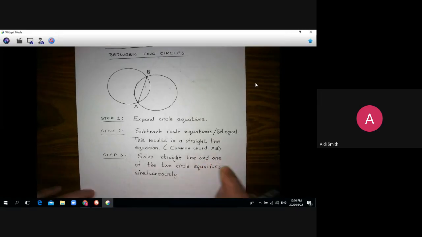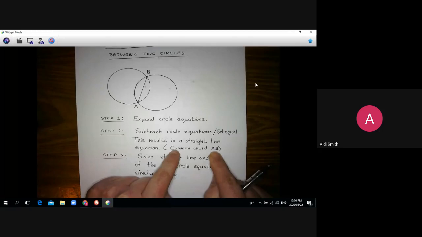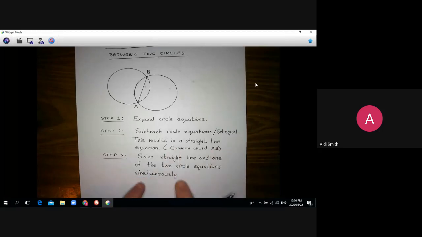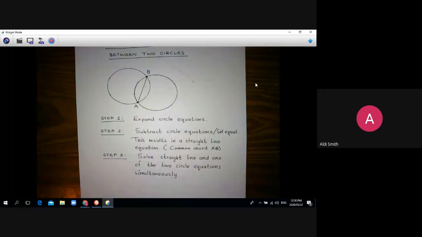And then, because you have now a straight line equation, you can then solve the straight line equation and one of the two circles simultaneously. And that will give you the points of intersection. And this is why they generally don't ask it, because it is quite a cumbersome way of doing it. I am going to do one example here, and then I'm going to actually show you a shorter way that you could have potentially done this one if you wanted to avoid this.